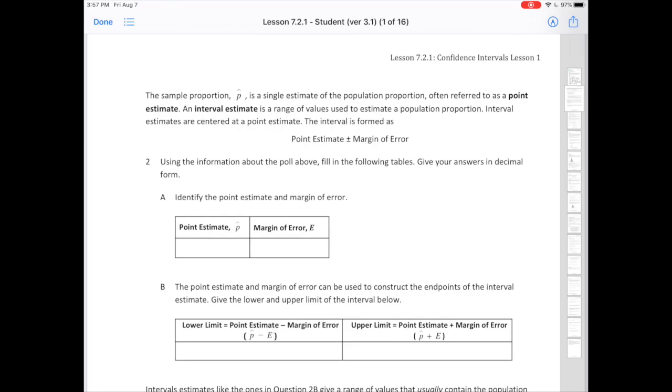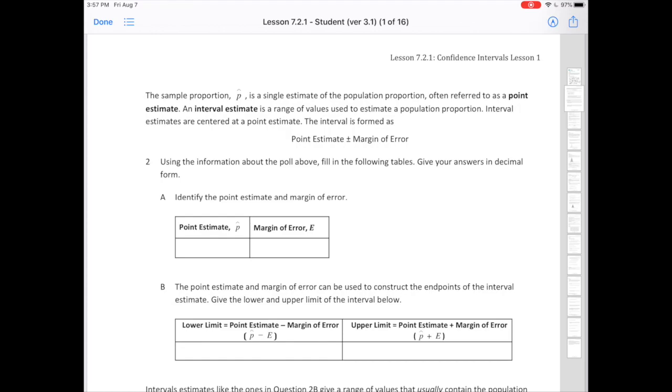Okay? So an interval estimate is a range of values that we use to estimate a population proportion. Interval estimates are centered at a point estimate. The interval is formed as you take the point estimate and you add the margin of error, and then you also subtract the margin of error, and that gives you the interval.